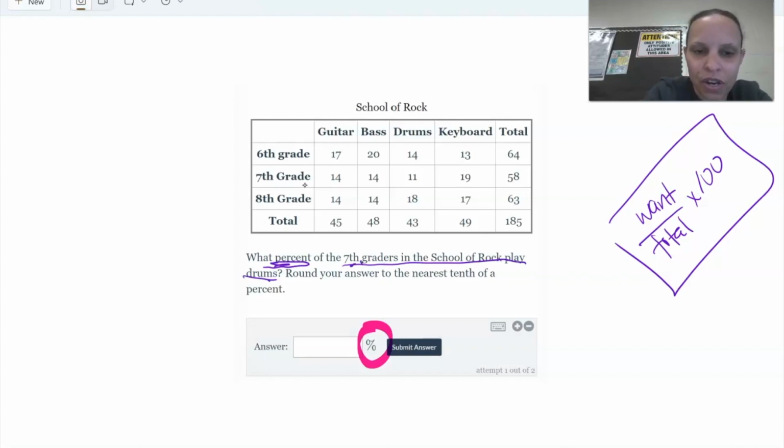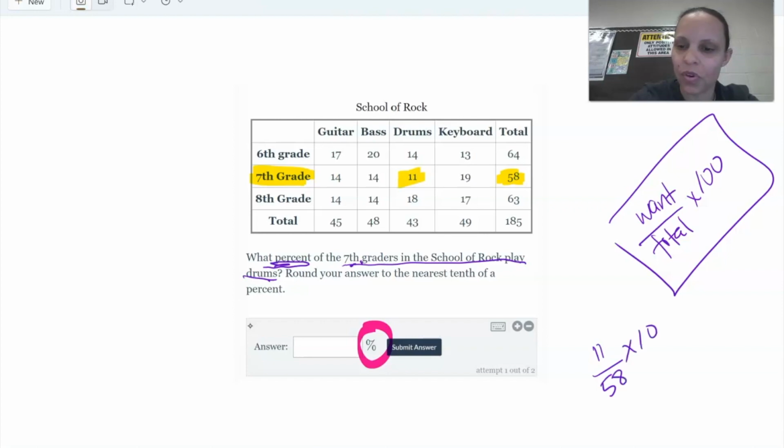So here's 7th grade, right here. How many people in 7th grade? 58. What percent of those 58 play drums? So I go to drums and 7th graders, and that's 11. All right, so this is going to be 11 out of 58 times 100. What I want over the total, times 100.